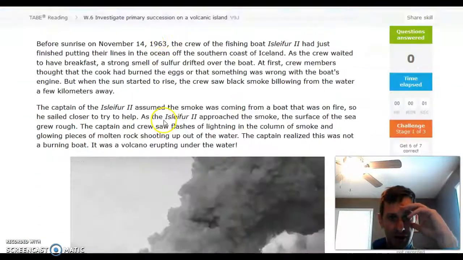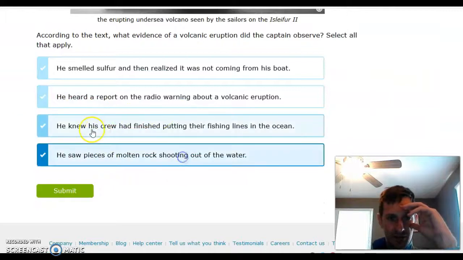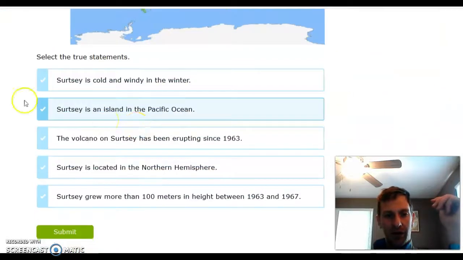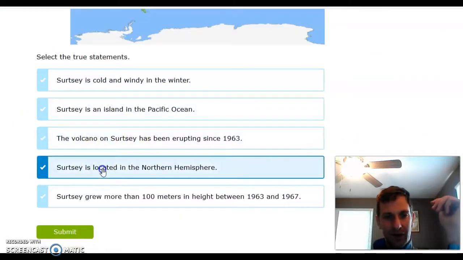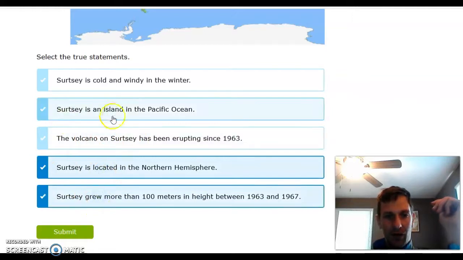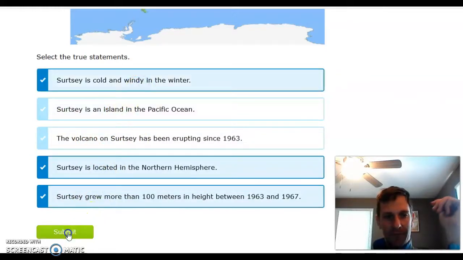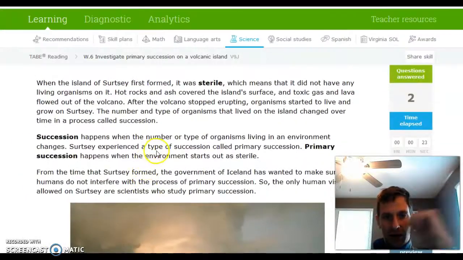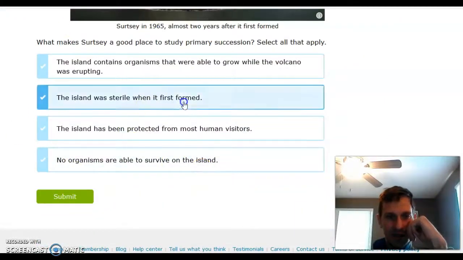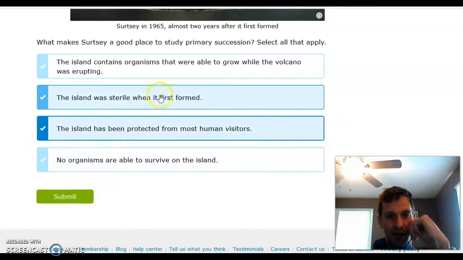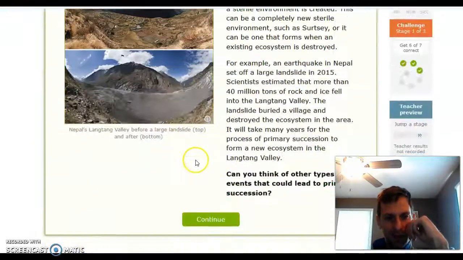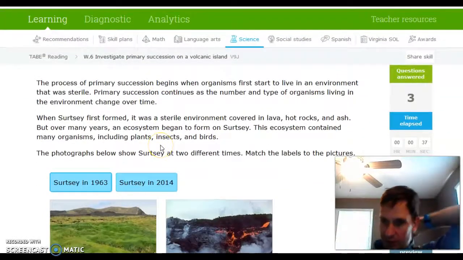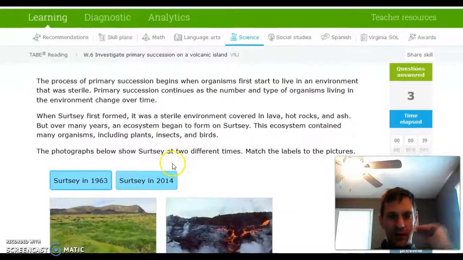Because we already went through these, right? We already went through these questions. Molten rock, we went through them on Monday. Sulfur. So we're going to skip forward. We went through this one. Located in the northern hemisphere. Grew more. Cold and windy, right? All right. And primary, we did this one too. It was sterile when it was formed, protected. Did that one. All right, this is where we stop. So let's go through these questions for the next 2 minutes. We'll shut this video down a little short.